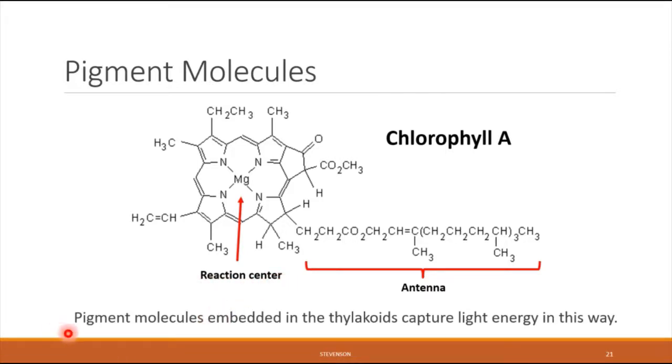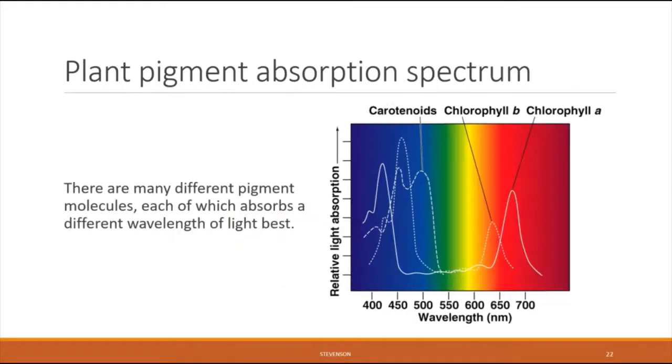Pigment molecules in plant cells are embedded in the thylakoid discs that are found inside of the chloroplasts. Hence, the light-dependent reactions that we are about to talk about occur in the thylakoid discs because that's where the pigment molecules are found. Now, chlorophyll A is just one type of pigment molecule that is seen in plants.